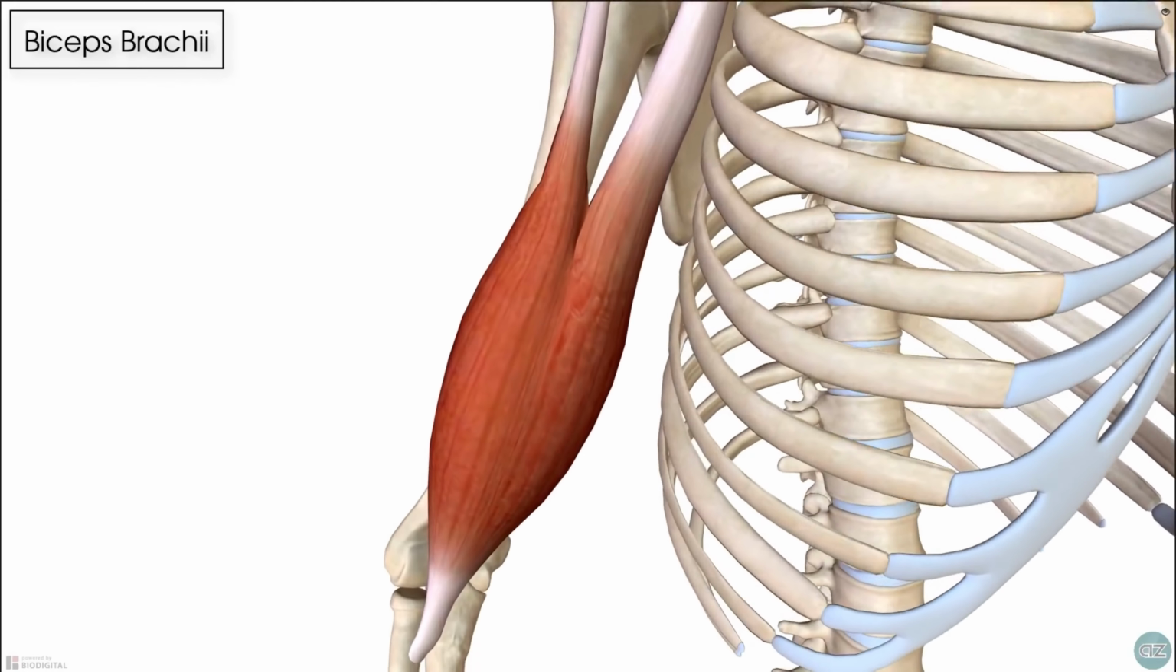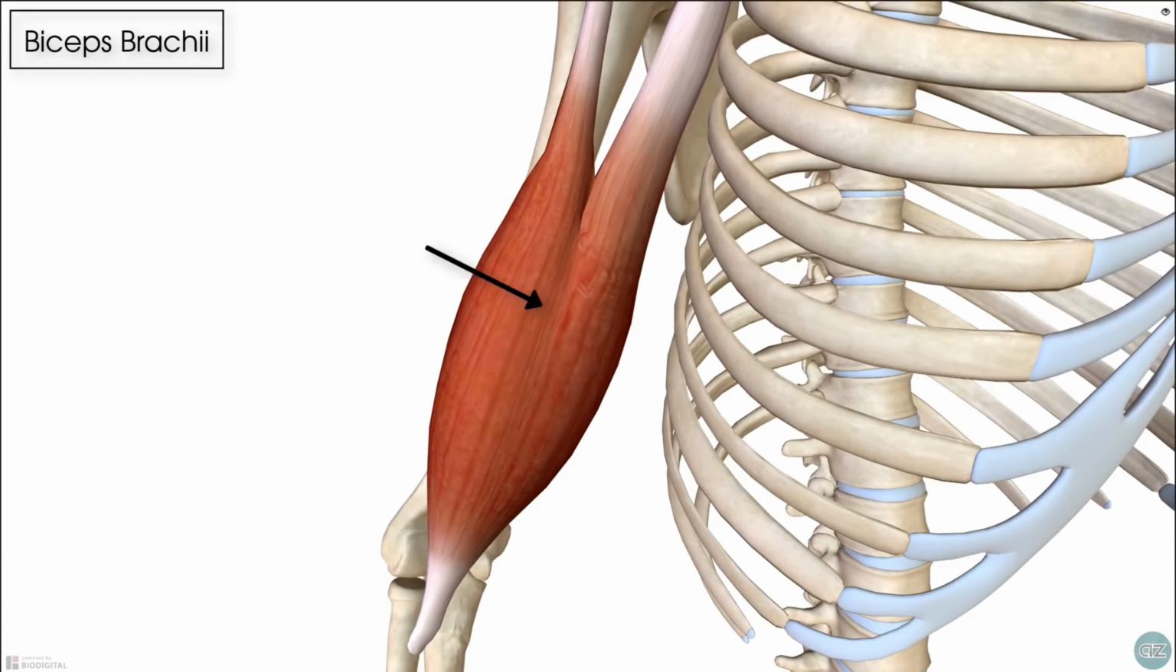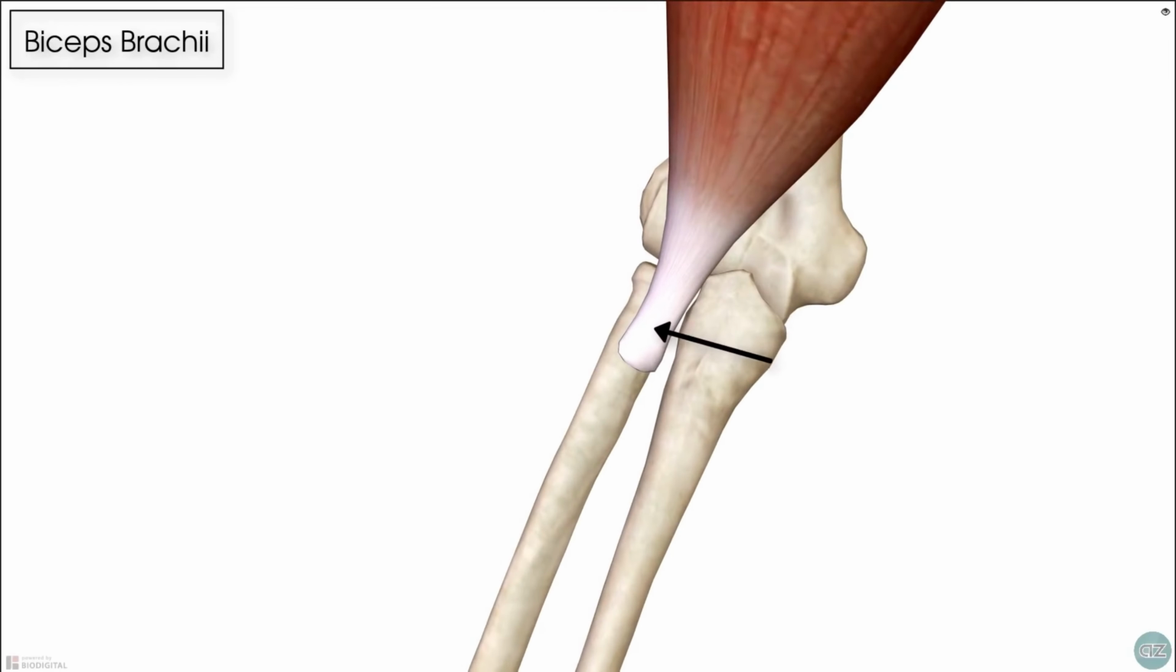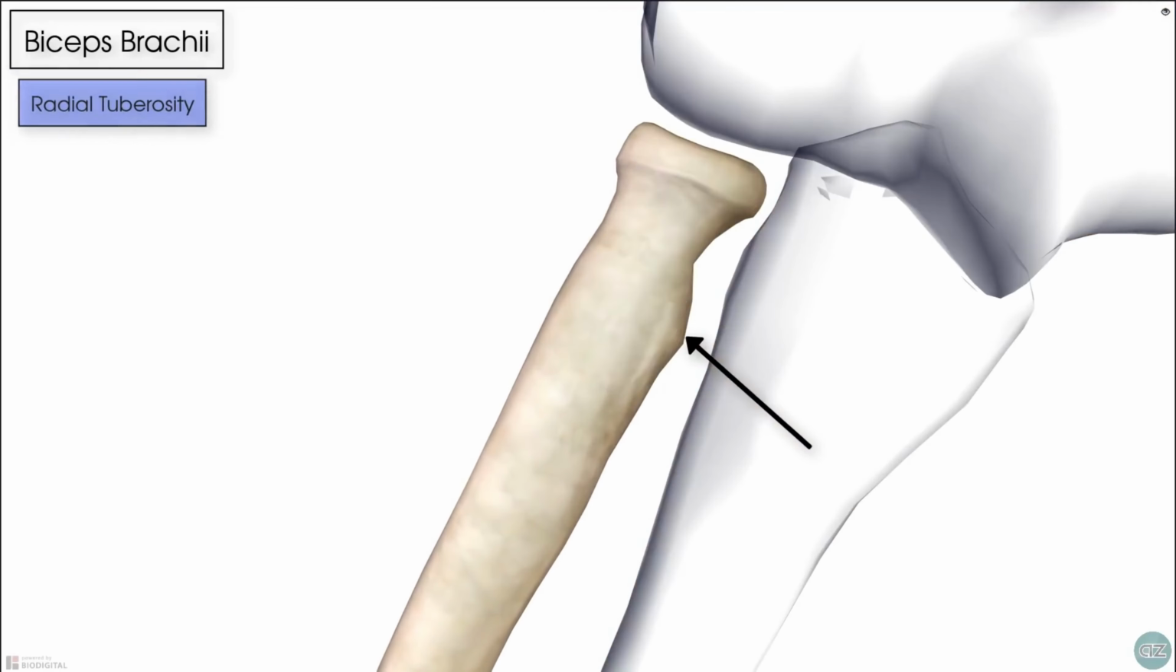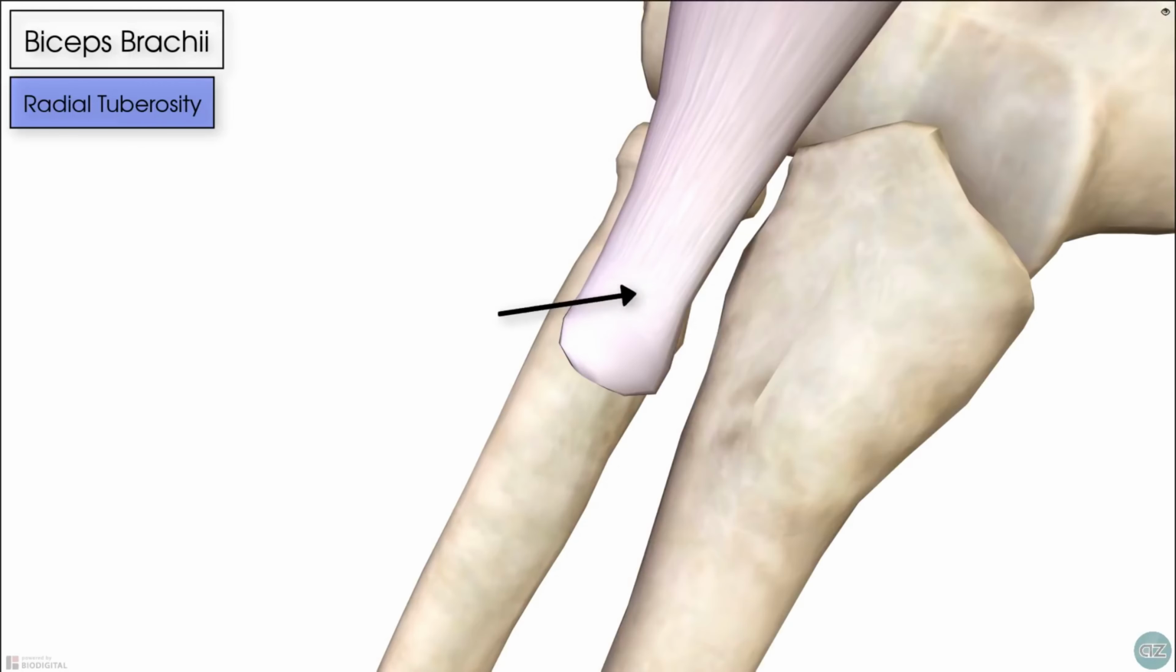So from their origin, those two heads then join to form a common muscle belly, and then they attach through a common tendon into the radial tuberosity. The radial tuberosity is on the proximal and medial aspect of the radius bone. And again, in cadaveric studies, it's been noted that in up to 40% of people, that distal biceps tendon remains persistently divided, so that in actual fact there are two separate tendons attaching into the radial tuberosity.